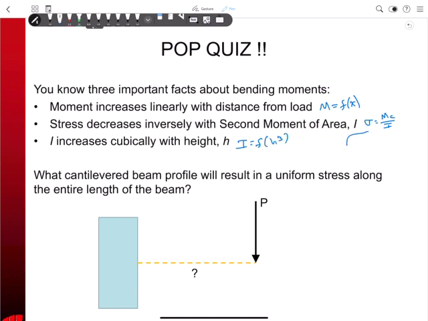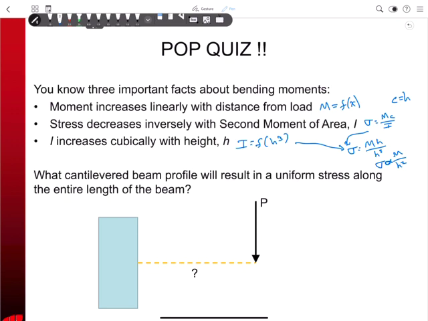So what does that mean if we put these two things together? That means that sigma equals, well, c is actually h, so it's M times h over h cubed. Which means that sigma is proportional to M over h squared. Now let's take a look at this.